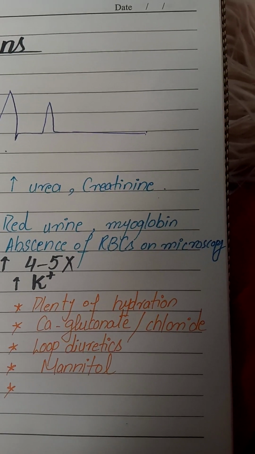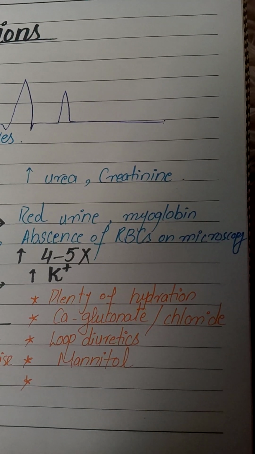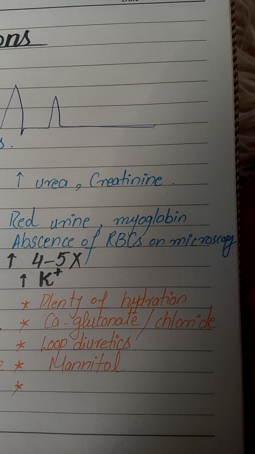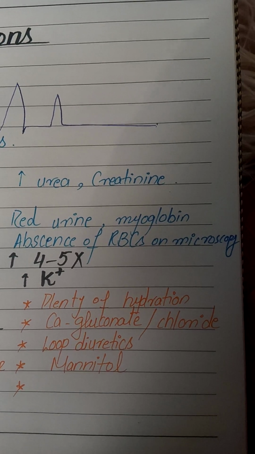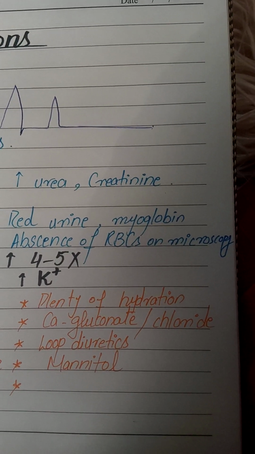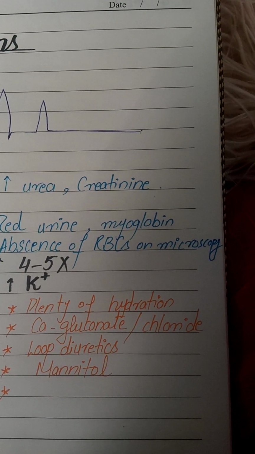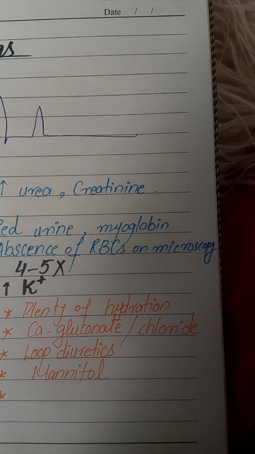We will give the patient plenty of IV fluids, and then of course we will go for calcium gluconate and chloride to prevent the heart from getting arrhythmias, and then loop diuretics and mannitol to wash away all the crystals and casts that are present in renal tubules, so that we can avoid further damage.